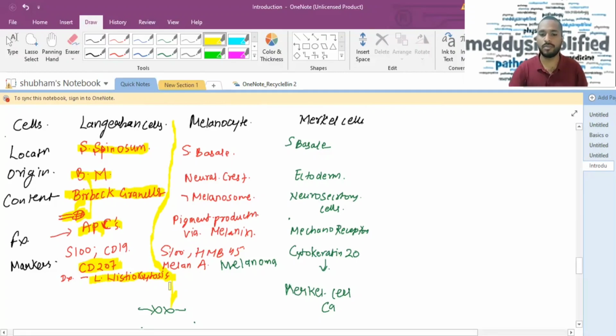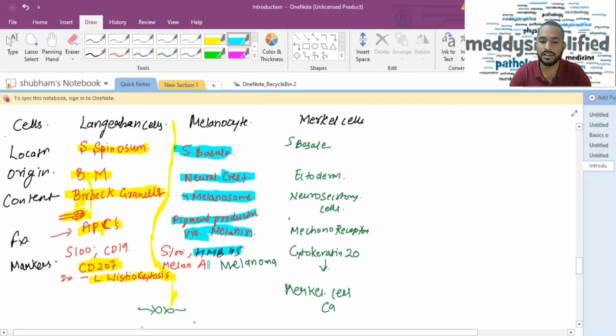Now going further, we will talk about the melanocytes. So melanocytes are located in stratum basale. The origin is from neural crest. The content of the melanocyte are melanosomes. What is the function of this melanocyte? It produces pigment via melanin. Few important markers: S100 is common with the Langerhans cells, and HMB45 and Melan A. These two might help us to diagnose the disease, that is melanoma. So this was about melanocytes.